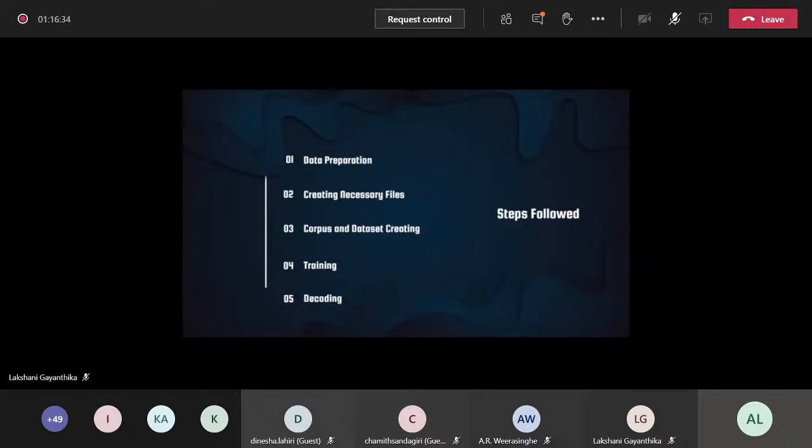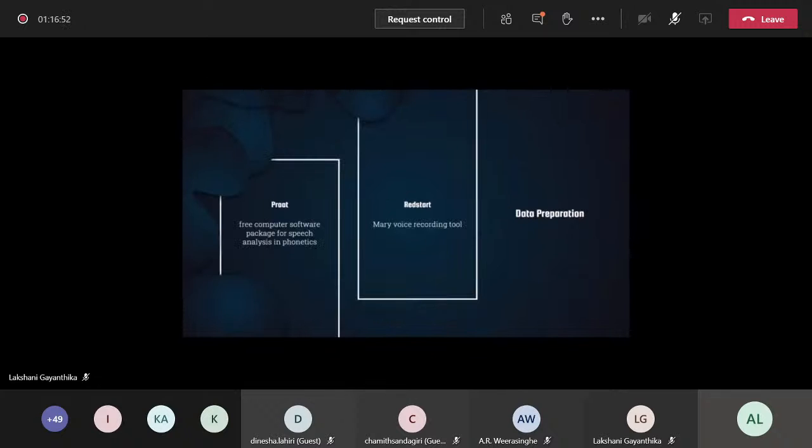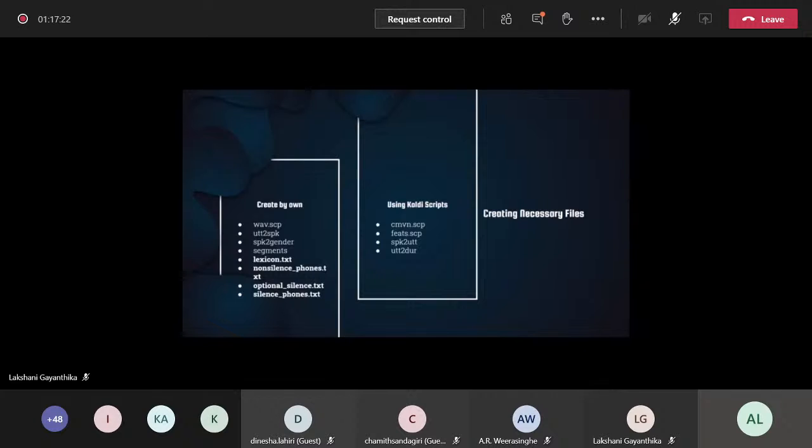These are the steps that I followed in creating the ASR system: data preparation, creating necessary files, corpus and dataset creation, training and decoding. The speech corpus was created by UCSC LTRL, and recordings were gathered using two software tools, PRAAT and Redstart. PRAAT data had a 16,000 sample rate and Redstart data had a 44,100 sample rate. Automation scripts were prepared for data preparation. Two sets of necessary files need to be prepared; some of them can be created using available scripts, and others need to be done on our own.